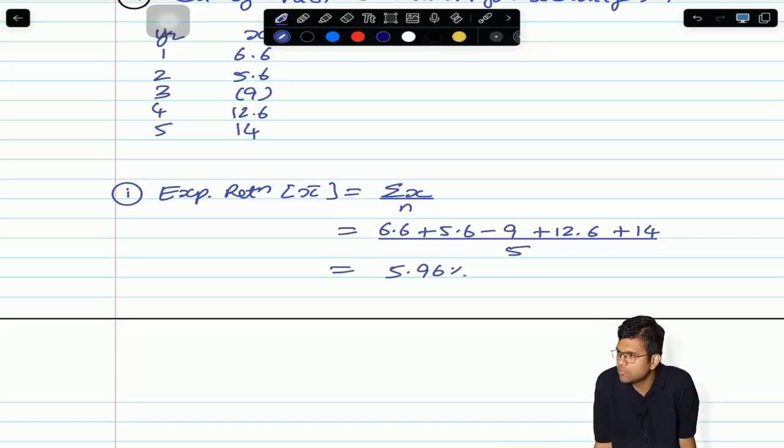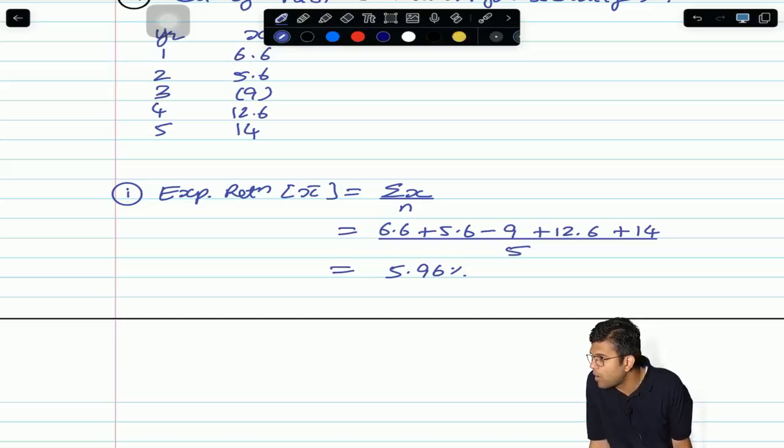Now tell me on the chat box, has this 5.96 already happened? Yes or no? Has this share given you 5.96? Okay. Two people have answered and both are saying yes. The answer is no. Three people have answered, all three are saying yes. The answer is no. Students, 5.96 has not happened.